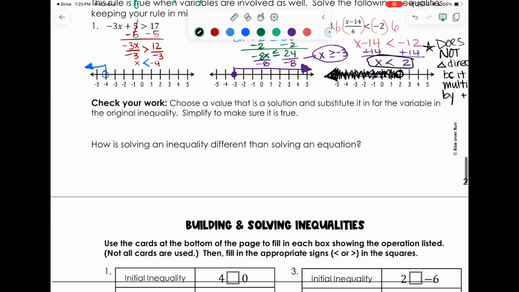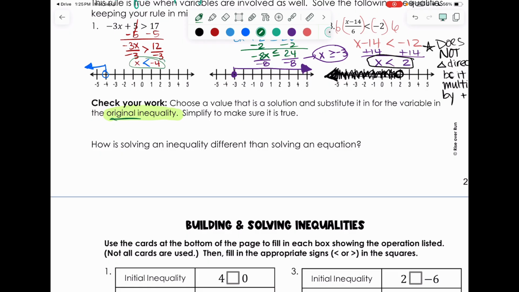Cool. All right, check your work. Here we go. Choose a value that's a solution and substitute it for the variable in the original inequality. You guys, why are we constantly going back to the middle of your work? I told you not to do that. You guys keep doing it on your test. You're killing me. All right, so make sure you go back to the original.